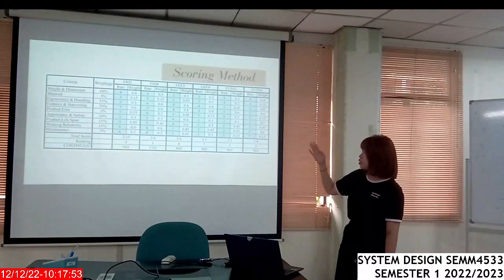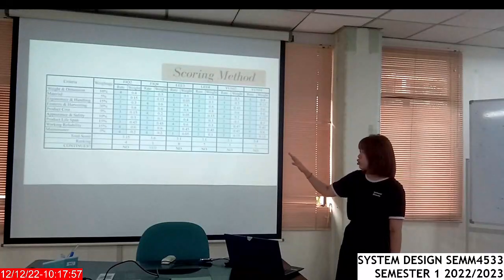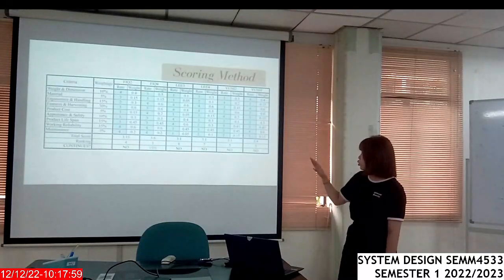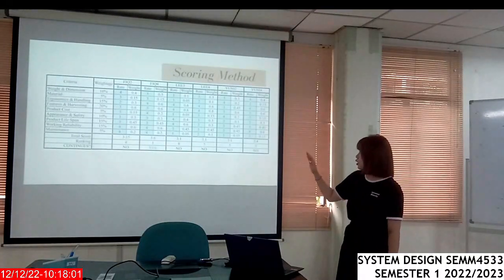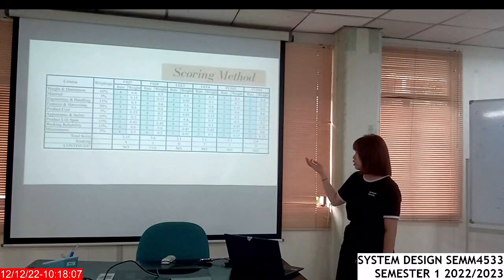So we use the weightage, and we can come out the total score is 5. So we choose the highest score one, FIQRI number 4, to become our final concept.